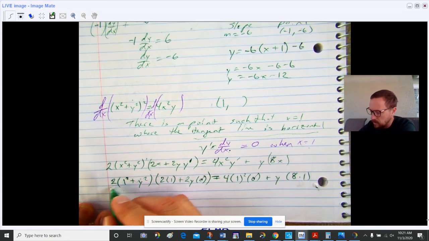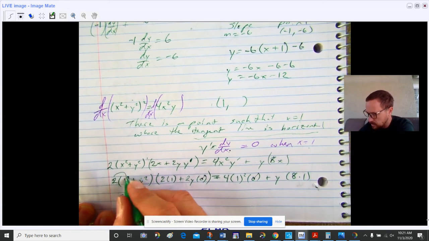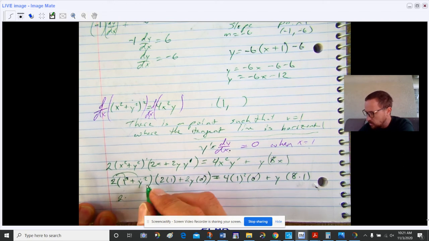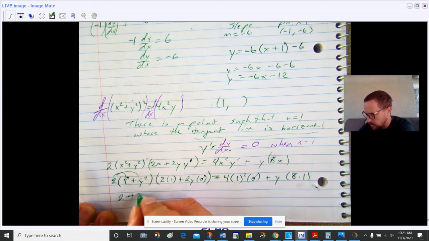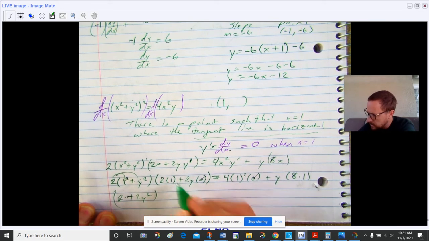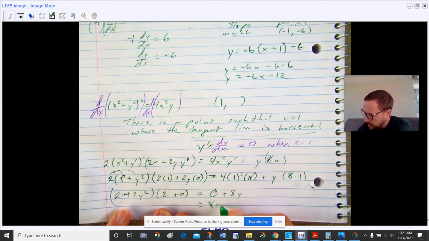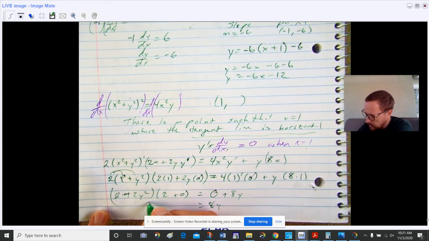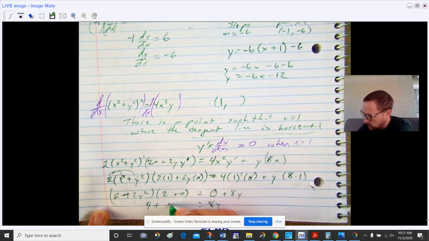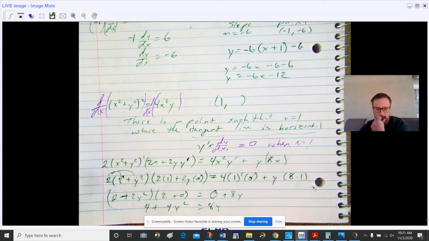So this ends up being, we distribute that, 2 times y squared is 2y squared, so plus 2y squared. This is going to be 2 plus 0 equals, well, that's just going to be 0 plus 8y. So we end up with 8y over here. Then we distribute that and we get 4 plus 4y squared. And so now we have this.